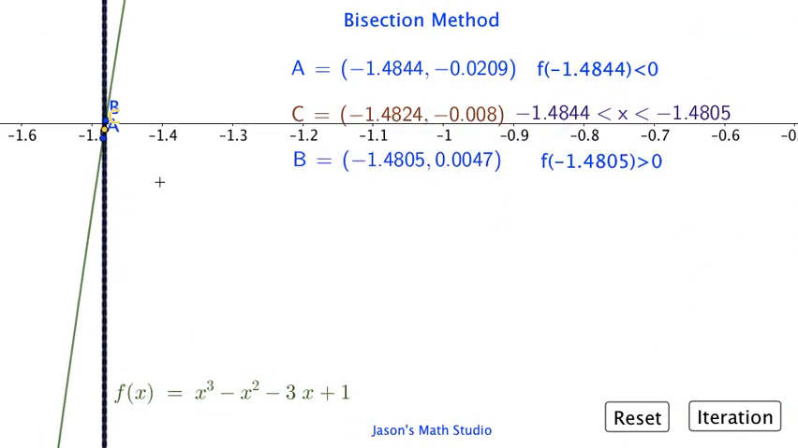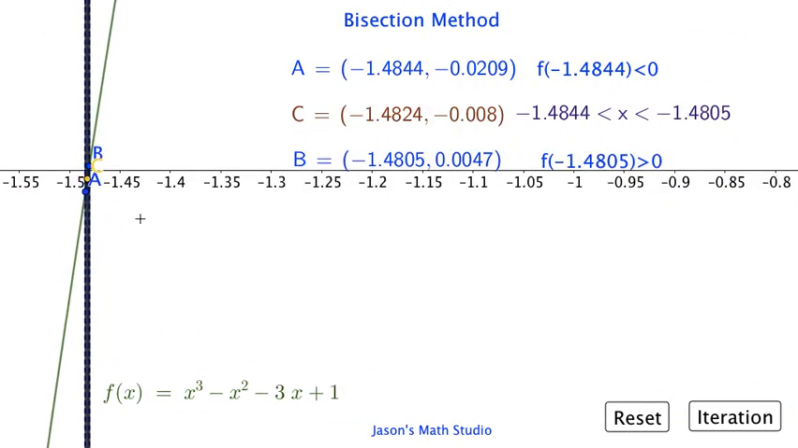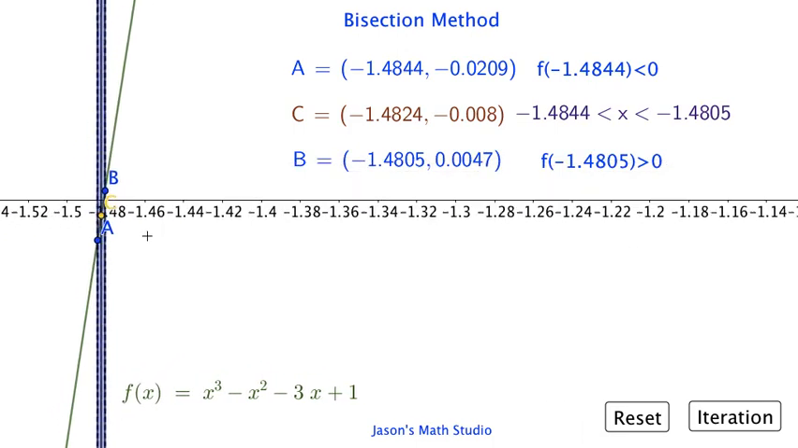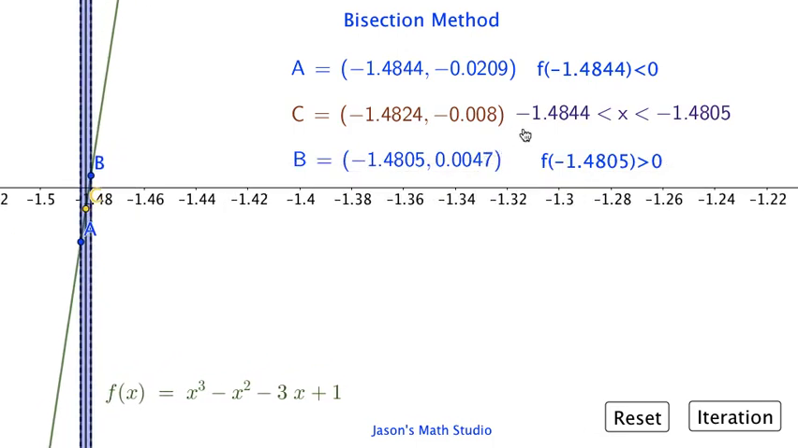Now you can see that the root is between negative 1.4844 and negative 1.48. So the first three significant figures of the root must be negative 1.48.